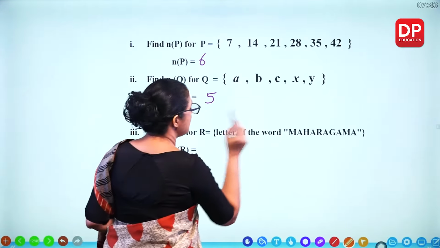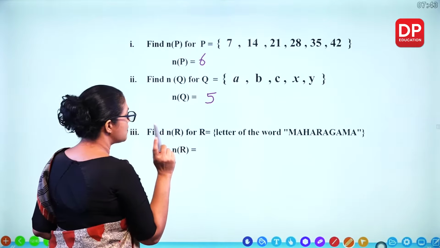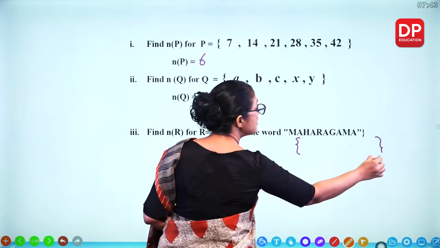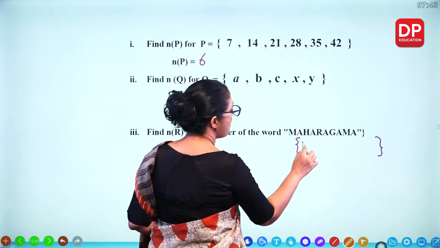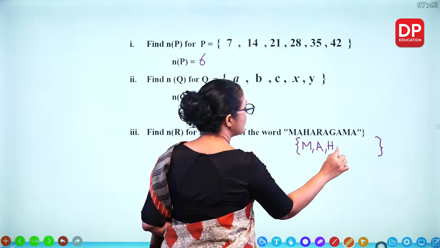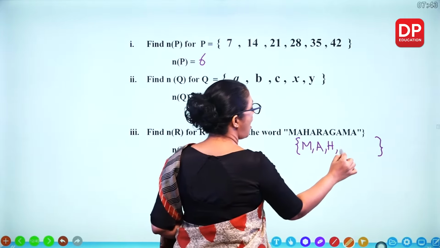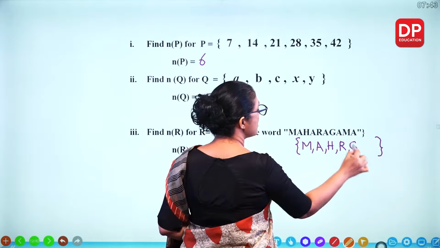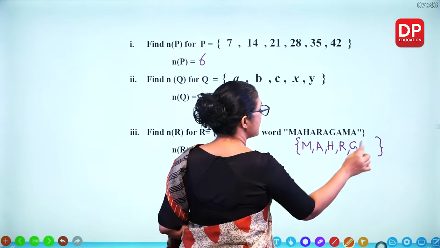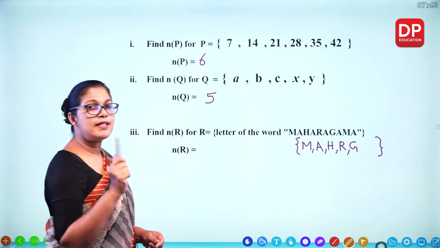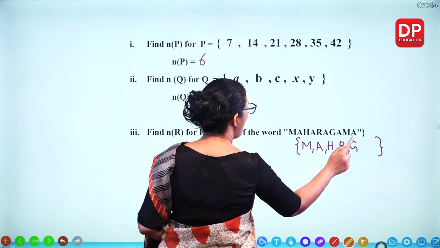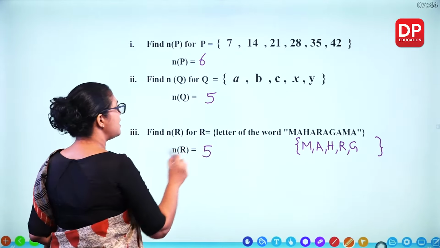Letters of the word, you can't repeat. It's better to write it again and see what are the different elements. M, A, H. Don't write A again. R, G. A again, M again and A again. So these are the different elements. So how many elements are there? 1, 2, 3, 4, 5 elements in R.